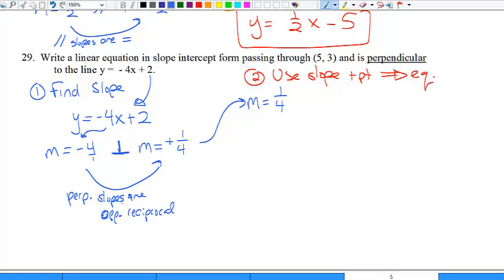Okay? So now I've got my slope. I already have the point that was given to me. I'm going to go ahead and label that x1, y1. And if you have a point and a slope, you use point-slope form. So you have y minus y1. In this case, my y1 happens to be 3.